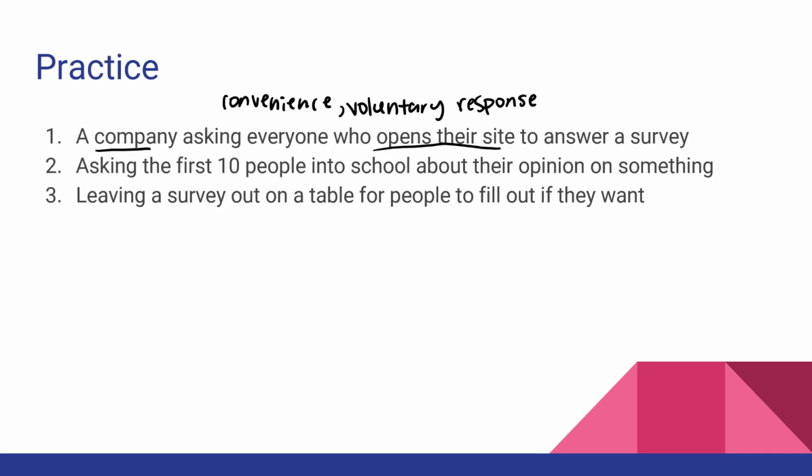Next, you have asking the first 10 people into school about their opinion on something. So let's say it's really cold outside and you don't want to stand outside for too long, so you just pick the easiest group of people to reach. So the first 10 people into the school, you get your answers, you're done. So that would make this a very convenient sample. So this one is convenience. Whenever you see words like first few people, when you ask the first group of people about something, that is almost always going to be convenience. Because you just want to save time, you ask some people, you're done with it.